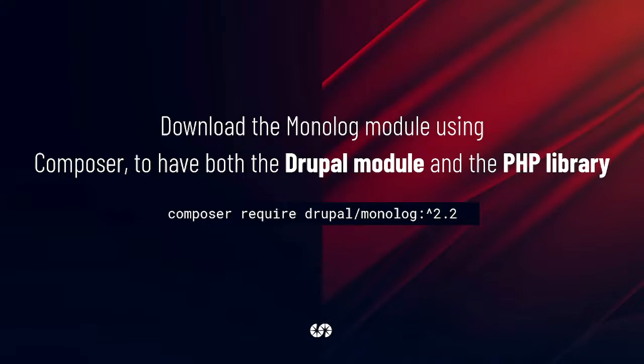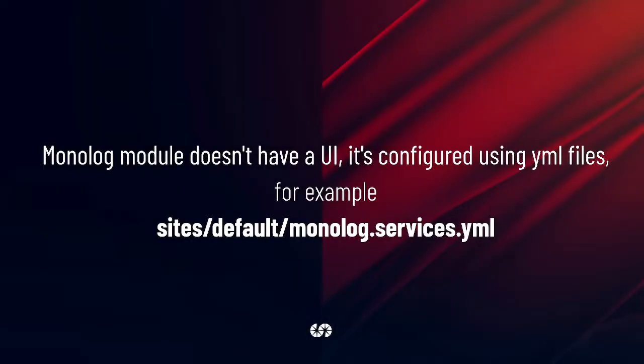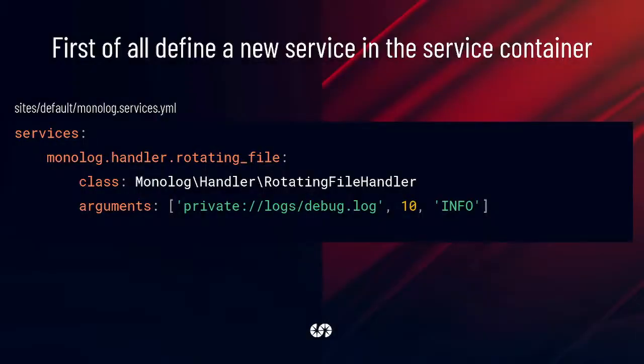So first of all, you have to download the module. You can do that using Composer, because you need both the module and the library that implements all the logging. Then, after enabling it, you have to configure Monolog. The Monolog module for Drupal doesn't have a user interface, so you have to configure it manually using a YAML file. For example, this monolog.services.yml in the site's default folder. In that file, you have to specify the handler that will manage your logs.